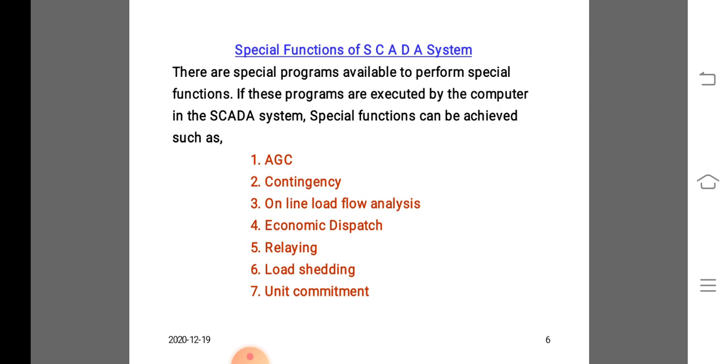For the special functions of the SCADA system, there are special programs available to perform special functions. If these programs are executed by the computer in the SCADA system, special functions can be achieved as in the list below: AGC, contingency, online load analysis, relaying, load shedding, unit commitment.